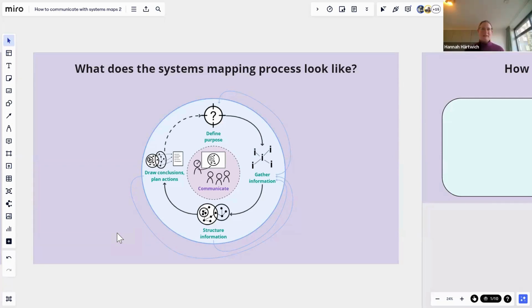Yeah, of course, you can always map a system more on your own by doing research on documentation that already exists. But whether that's going to be effective really depends on the purpose of your systems mapping project. If you really want to change a complex system, you will have to work with the stakeholders of that system.